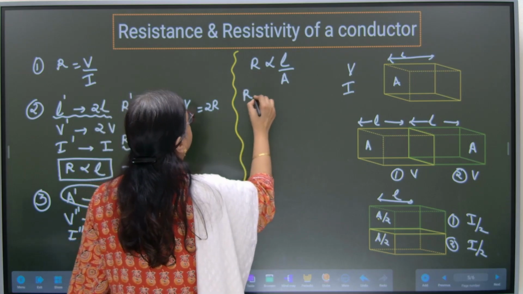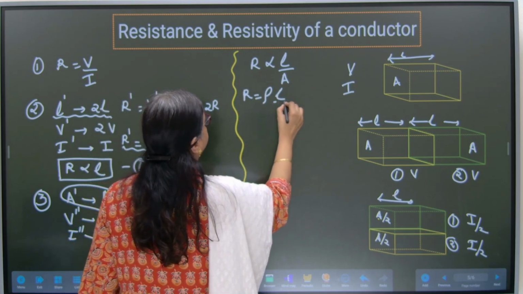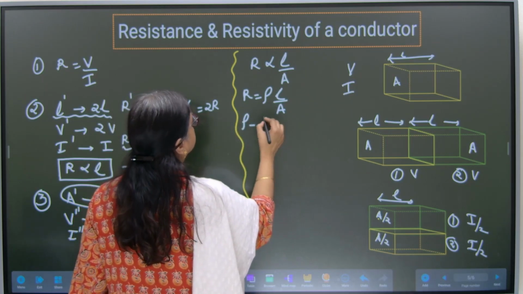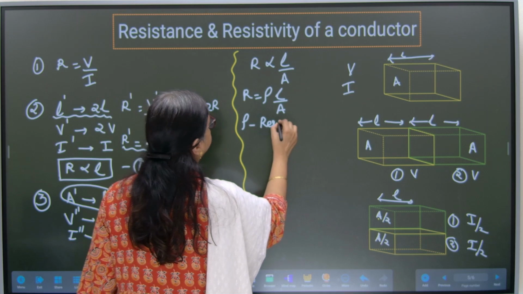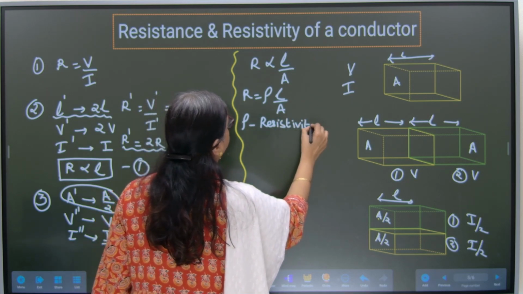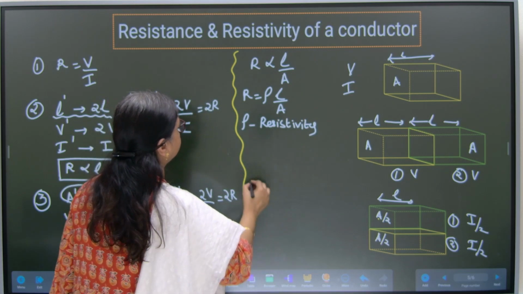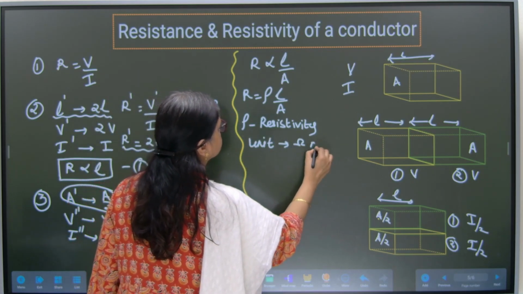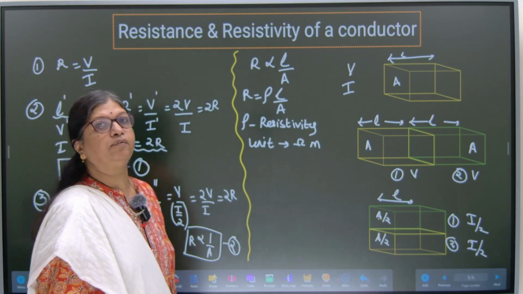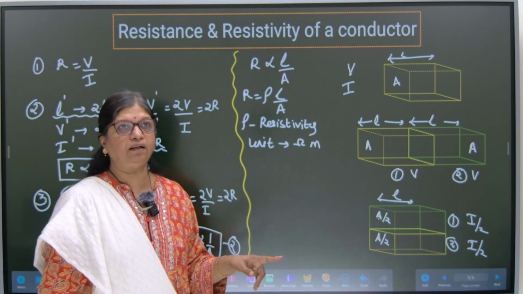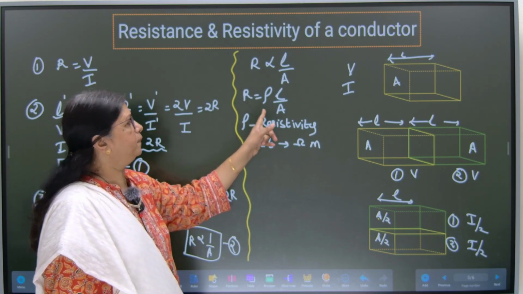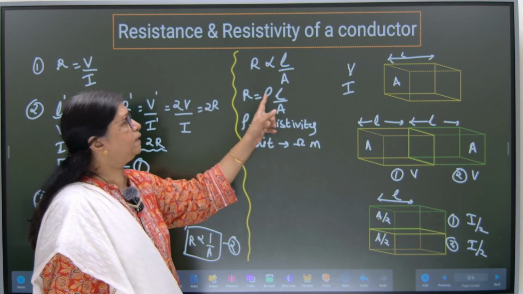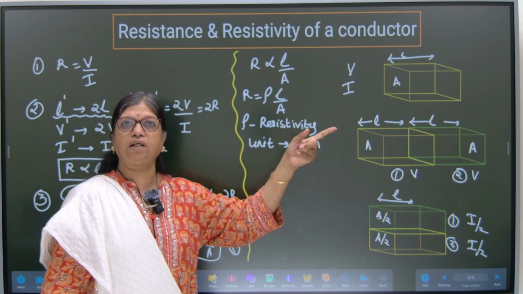We can write it as R is equal to rho L upon A, where rho is a constant called the resistivity of the material of the conductor. Its unit is ohm meter. Fine. So we have derived a relation to understand that resistance depends upon the material of the conductor, that is resistivity. It also depends on its dimensions, that is its length and area.